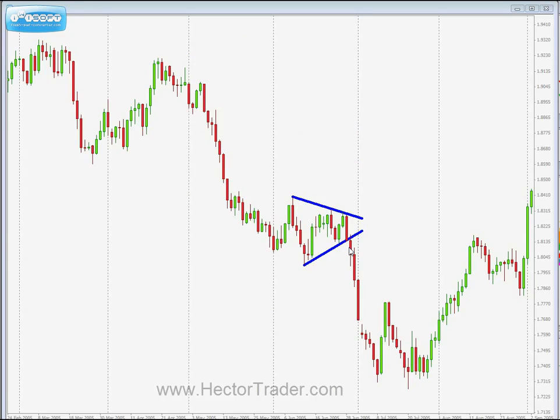Now, there are different ways of profiting from a triangle. Okay, I'm gonna explain to you the way I personally trade triangles, the way I personally like to profit from them, if I can profit from them, of course. And I'm gonna be doing that by zooming into the shorter time frames.